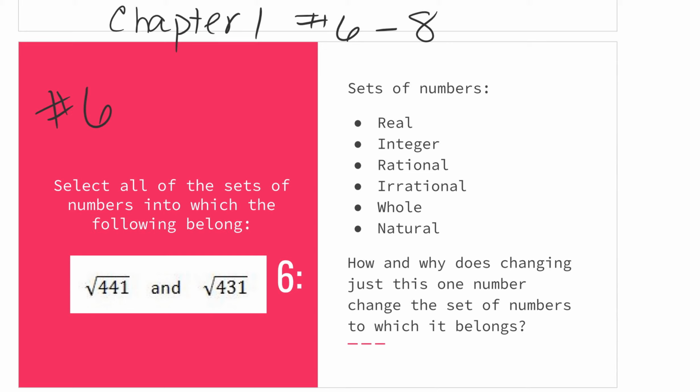Cowan. This is still chapter 1. This is problem number 6. It says to select all the sets of numbers into which the following belongs. So we have the square root of 441 and we have the square root of 431. Okay, so let's start with the square root of 441.